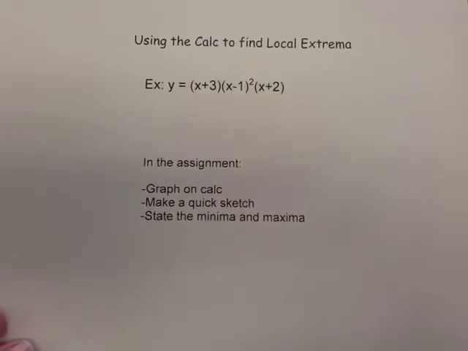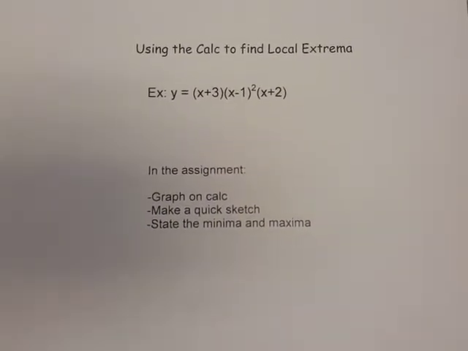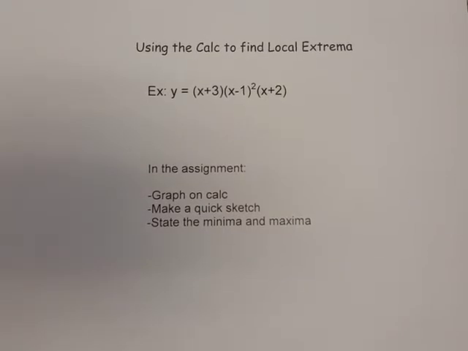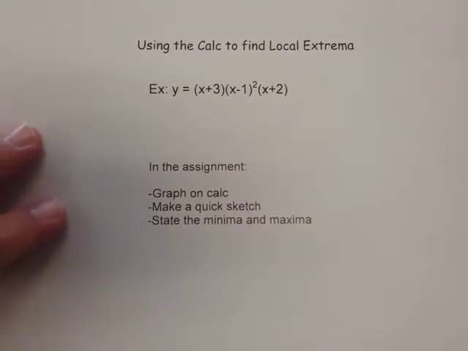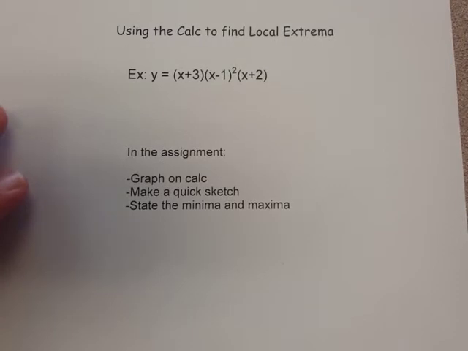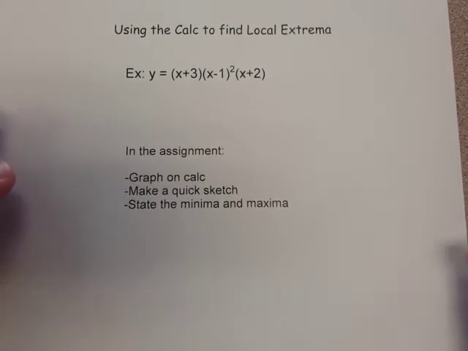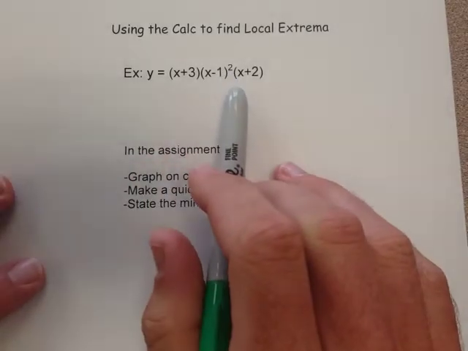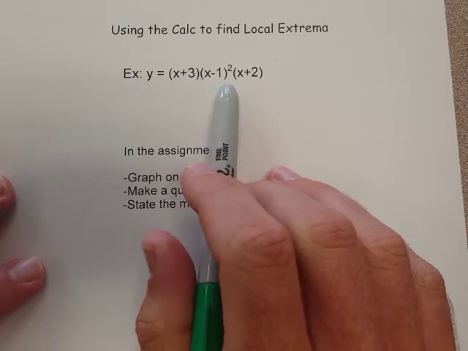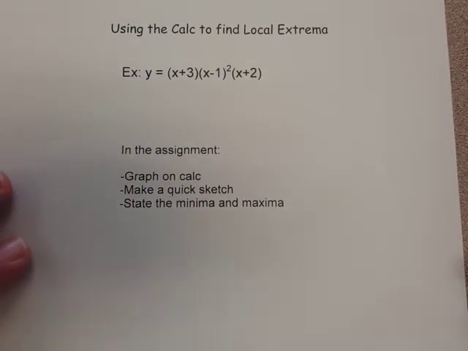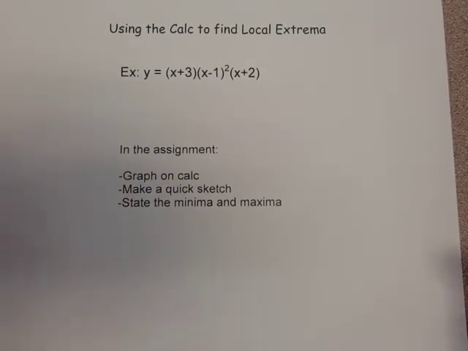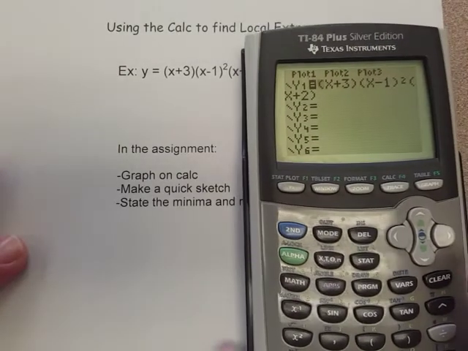Yesterday in section 1.2 day 1 we talked a little bit about local extrema, and so today what we're going to do is use the calculator to help us find the local extrema, local mins or maxes of a particular function. And so here's the function we're going to work with today. It's a polynomial in factored form, and one thing we're going to need to do if we are using the calculator is just first of all graph it on our calculator.